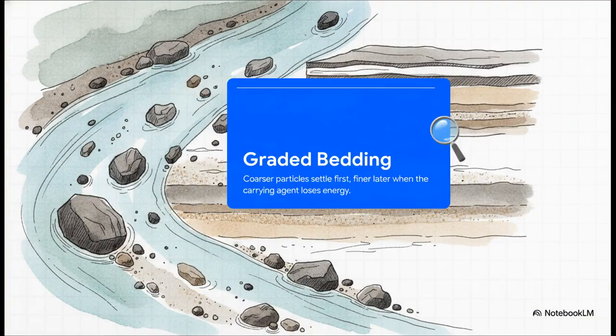During that 3rd stage, deposition, we actually see a really logical phenomenon called graded bedding. Simply put, when whatever is carrying the material, say water, loses the energy needed to keep moving those detrital pieces, the heavier, coarser particles drop out and settle first. The finer, lighter particles settle later. This creates a perfectly graded layer of sediment.